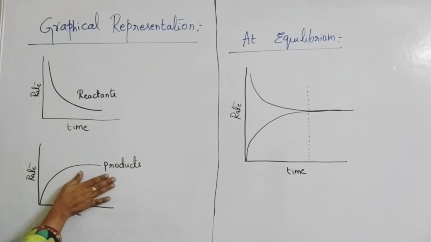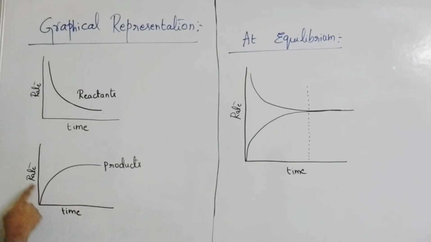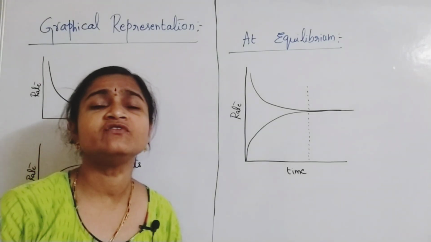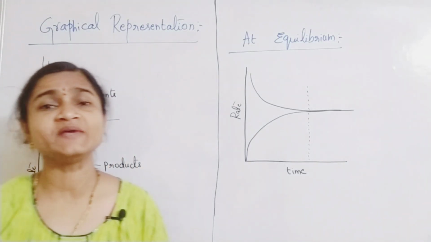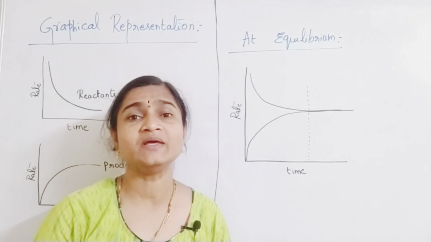Same like that, if you draw a graph for products, rate versus time graph, what happens to products? The rate of products will keep increasing. Now concentration of products will keep increasing. So for products the graph will be an ascending graph. Now when the speed of both the reactions becomes equal, we say that equilibrium state is attained.